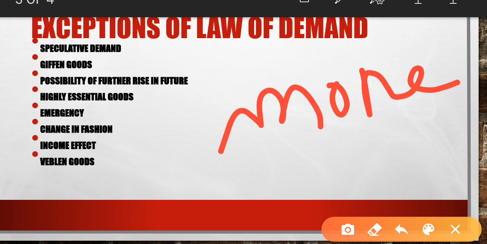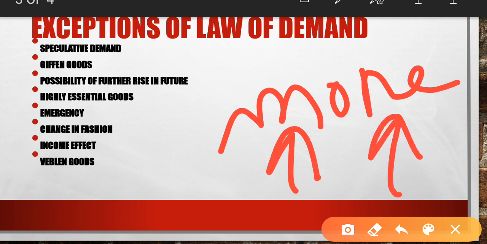So here you will try to show your status, and because of the rise in price you will demand more. That means the price is going high and demand is also going high. It is not responding in the way the law of demand says. With a rise in price the demand is not falling, it is rising. Why? Because you want to show your status. It is becoming more costly, others cannot afford, but you will try to purchase. Generally it happens in high societies.